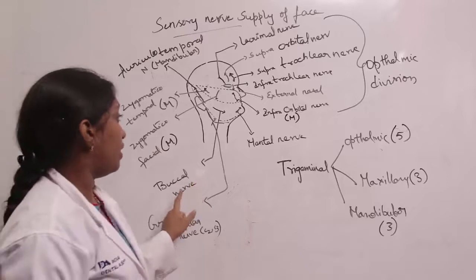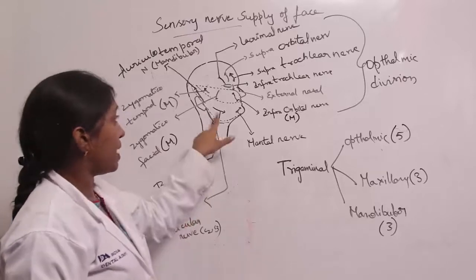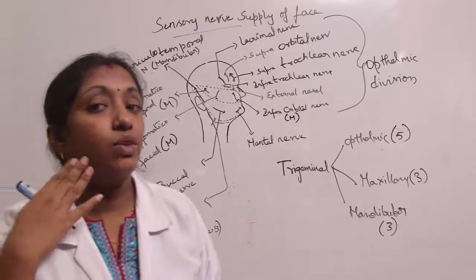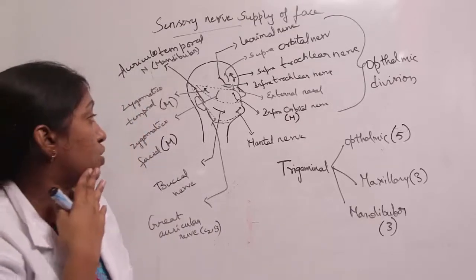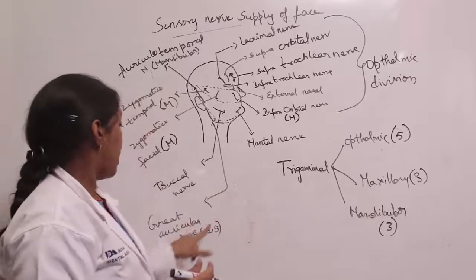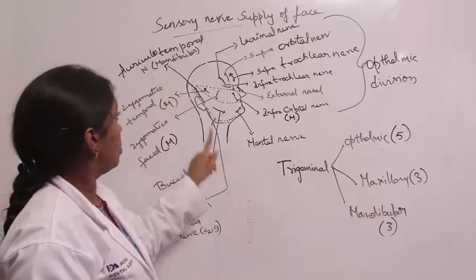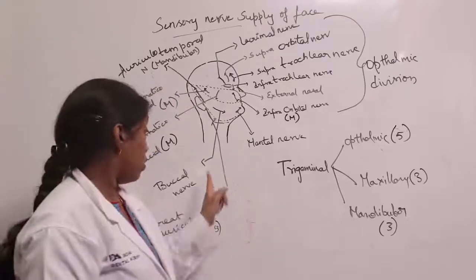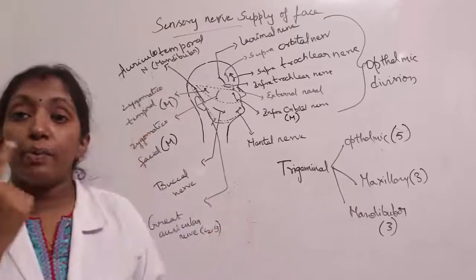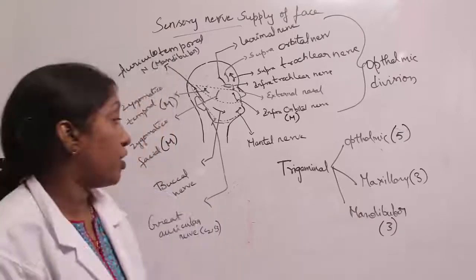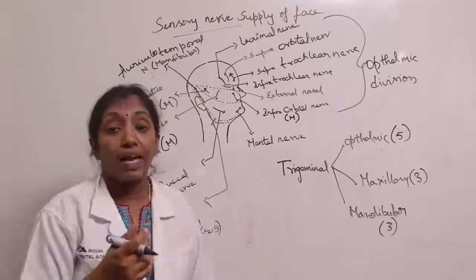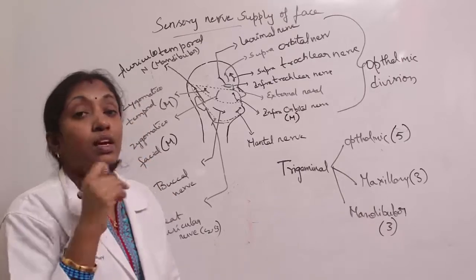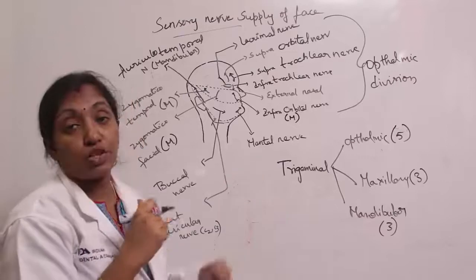And coming to the buccal nerve, it supplies the lower part of the jaw, the skin over the mandible, near the lower jaw. It also supplies the mucous membrane of the vestibule of the mouth. And coming to the mental nerve, it supplies the skin over the mental region, the lower lip, and also the vestibule of the mouth.